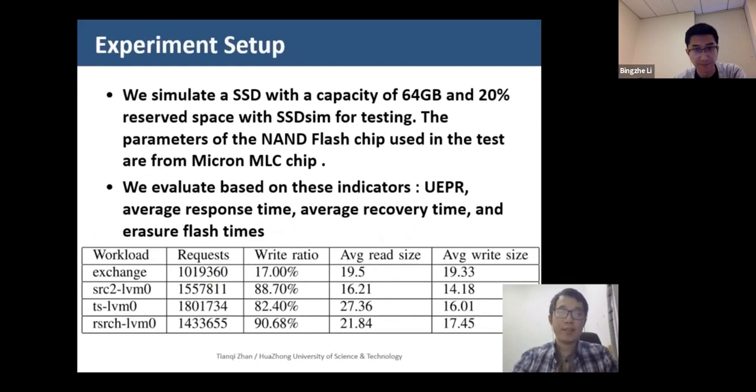To evaluate AETC, we simulated an SSD with a capacity of 64 GB and 20% reserved space with SSDSim for testing. The parameters of the NAND flash chip used in the test are for a Micron MLC chip. We evaluate based on these indicators: UBER, average response time, average recovery time, and usual flash times. And we use this table's workloads to evaluate.